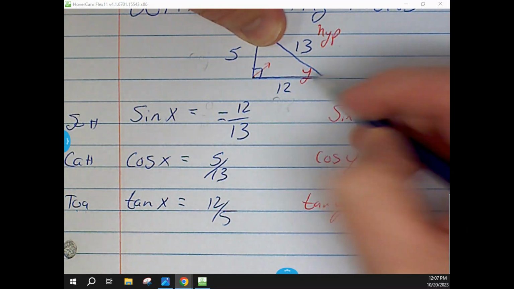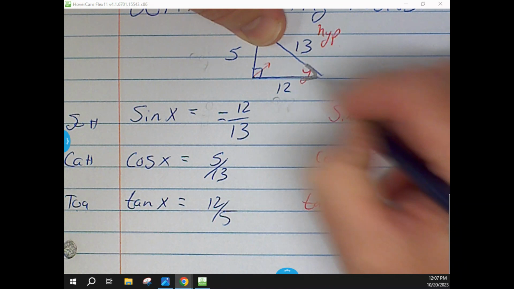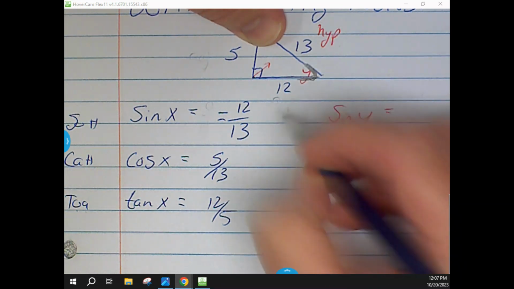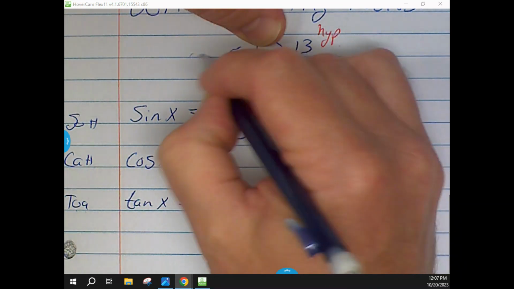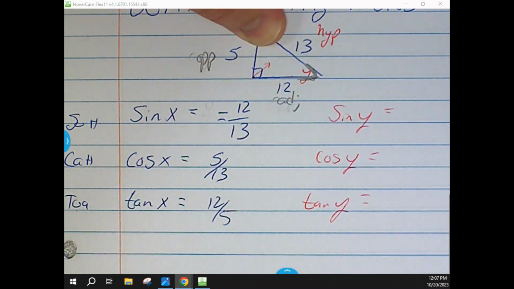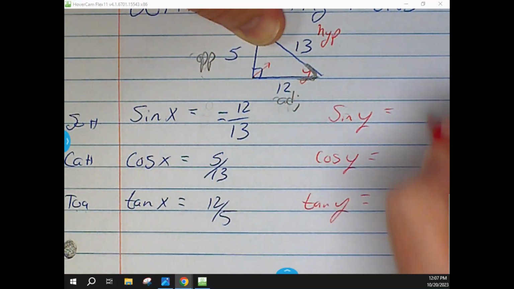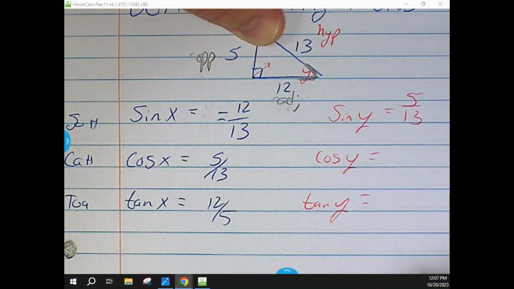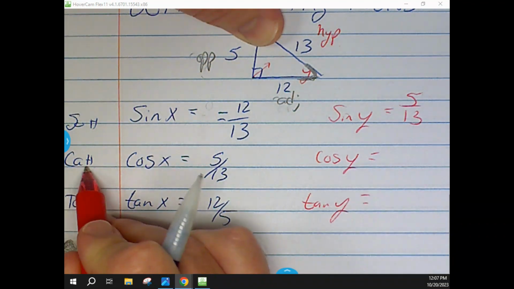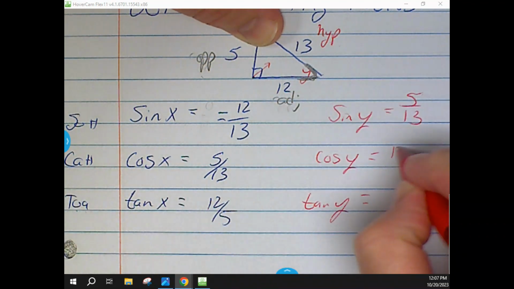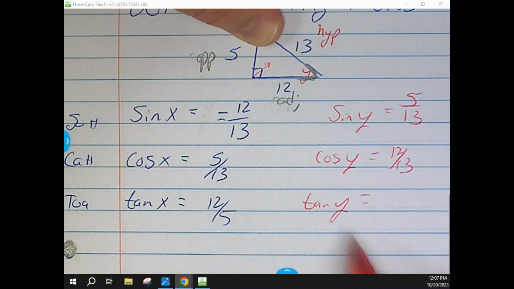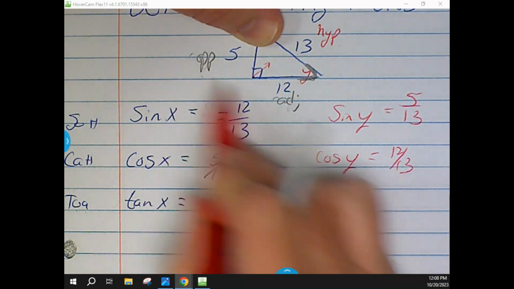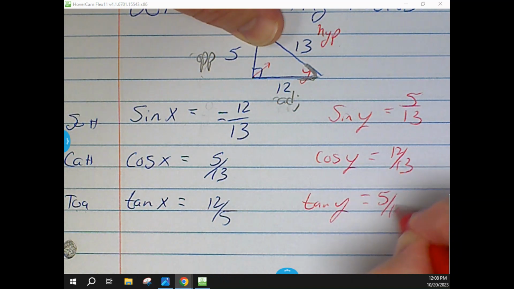So now if we're standing in this corner, the other side that helps us draw this corner in, that means this will be the adjacent. And that's going to be the opposite. Okay, so sine is now opposite over hypotenuse, so that's going to be 5 over 13. Cosine should be the adjacent over the hypotenuse, so that's 12 over 13. And then tangent is opposite over adjacent, so that's 5 over 12.